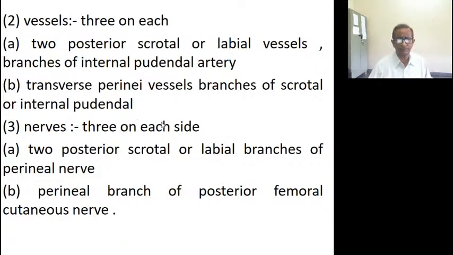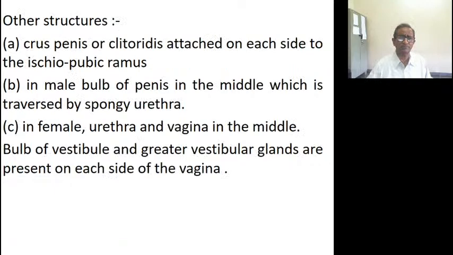Then nerves, three on each side: two posterior scrotal or labial branches of the perineal nerve and the perineal branch of the posterior femoral cutaneous nerve. Other structures: crus of the penis or clitoris, attached on each side to the ischiopubic ramus.